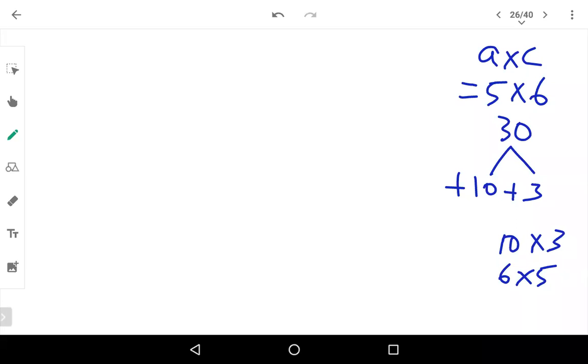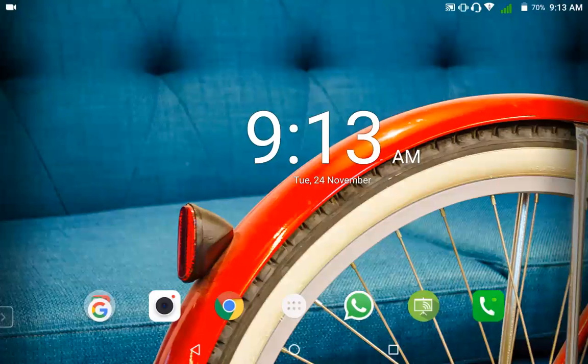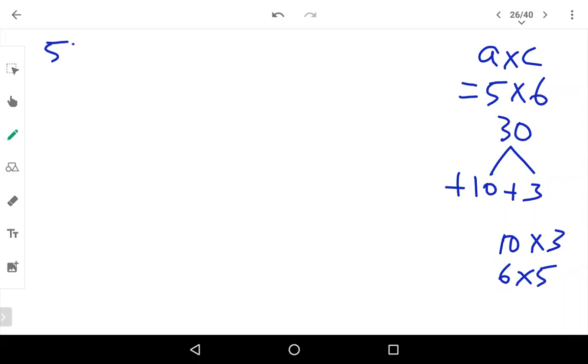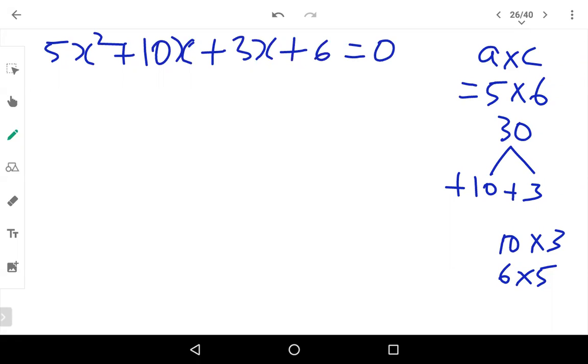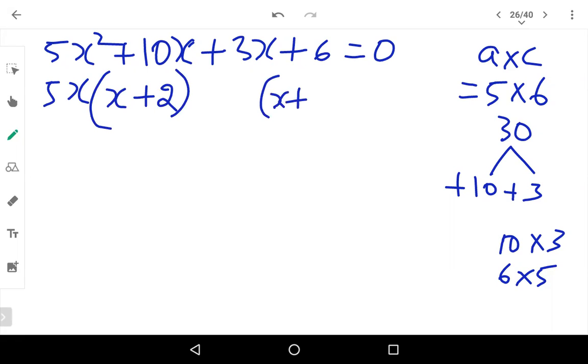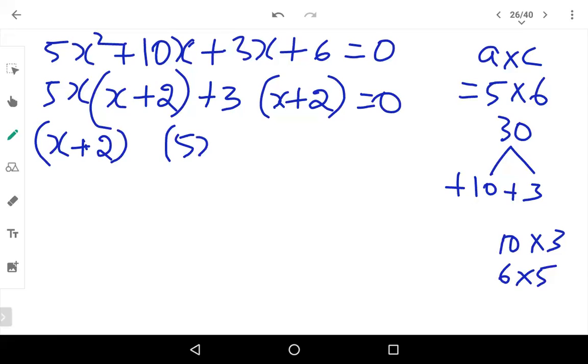Okay, now let us expand the equation. 5x square plus 10x plus 3x plus 6 is equal to 0. Next, I will take 5x as common. So what will be left out? x plus 2. 5 into 2 is 10, right? Then here also I'll take x plus 2, and what can be taken as common? Plus 3 is equal to 0. So therefore, (x plus 2) into (5x plus 3) is equal to 0.